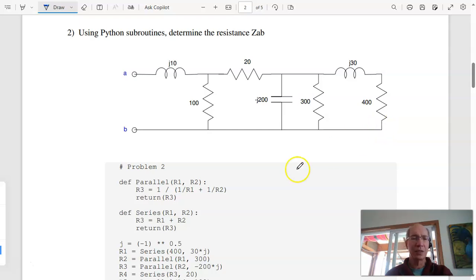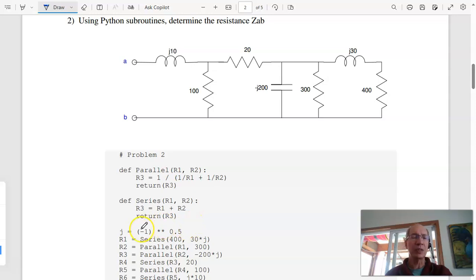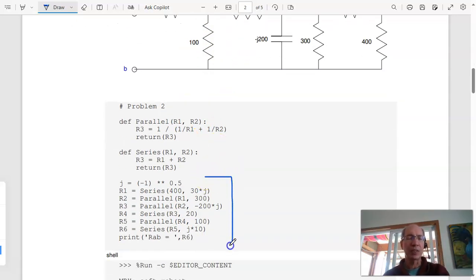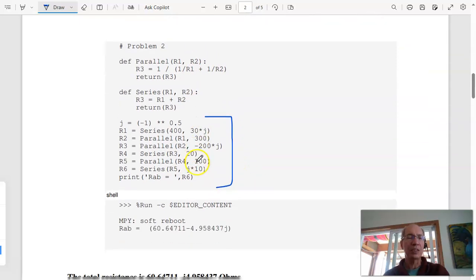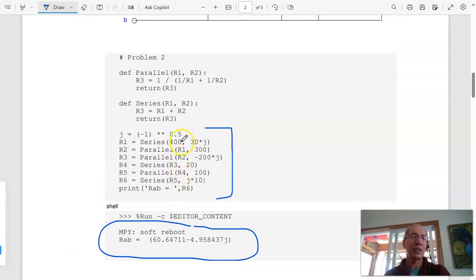So I've got series and parallel, just like before. I'll need to define the square root of minus 1, j. Now I do j30 in parallel with 400, in parallel with 300, in parallel with minus j200, in series with 20, in parallel with 100, in series with j10. So here's the Python code using the same subroutines, and the total answer is, same as last week, 60 minus j4.9. Again, Python handles complex numbers just as well. Subroutines make these a lot easier to calculate.